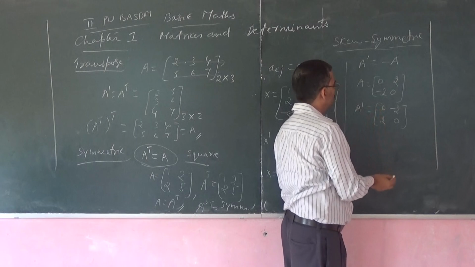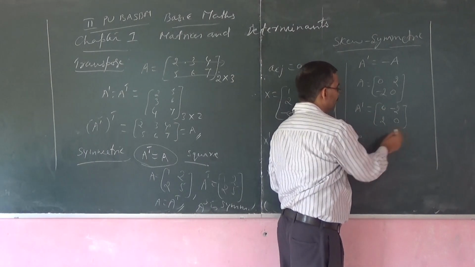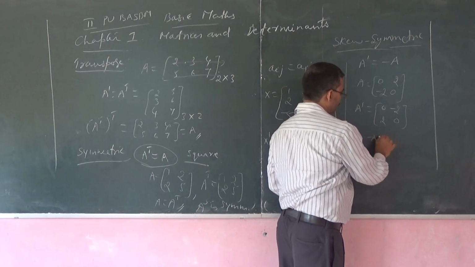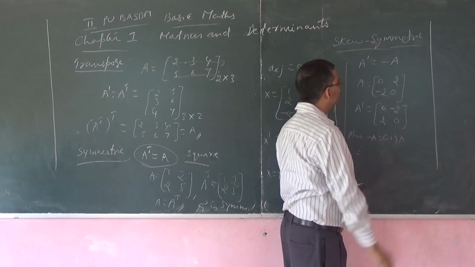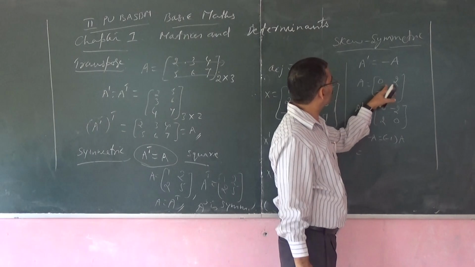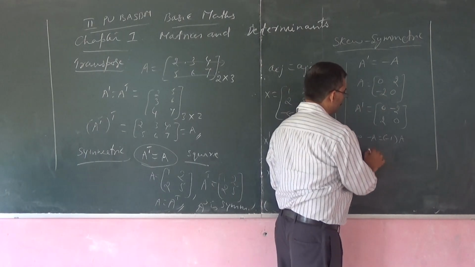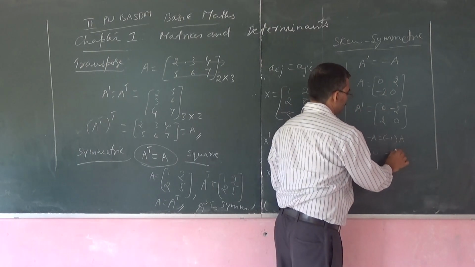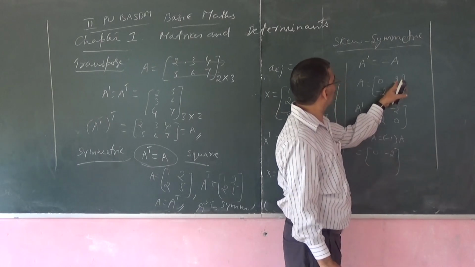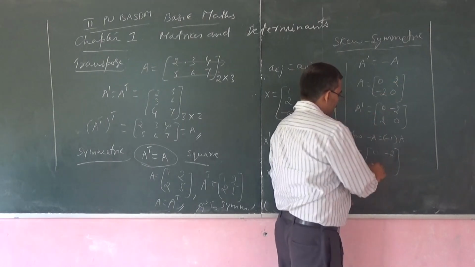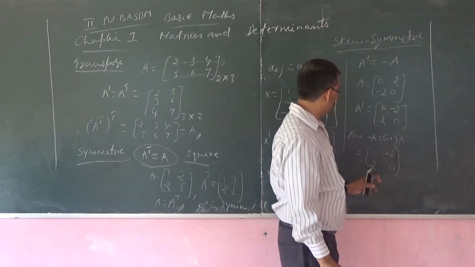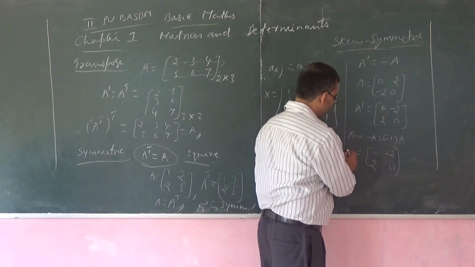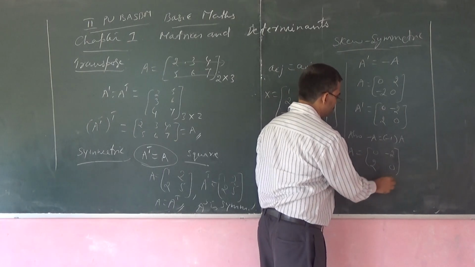Now what is minus A? Minus A equal to minus 1 into A. Minus A means minus 1 into A, multiply this by minus 1. So it will become 0 into minus 1, minus 1 0 will change. So minus 2 will be minus 2 into minus 1, plus 2, 0. Now you observe minus A. This is minus A.